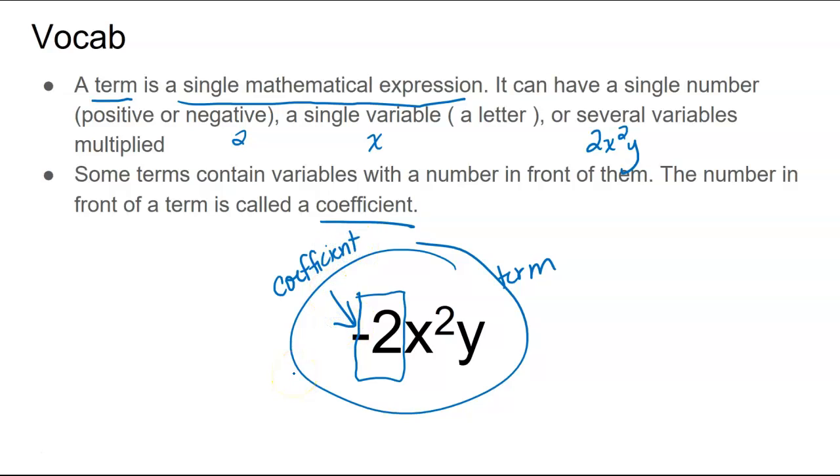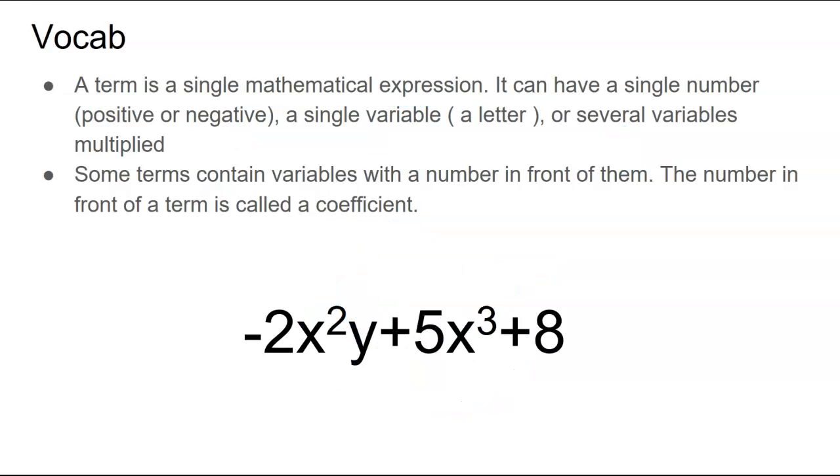You will never see addition and subtraction inside of a term. Addition and subtraction indicates that you have two terms. So for example, in this one we have three terms. We have -2x squared y plus 5x cubed plus 8. Three terms, 1, 2, 3. There are two coefficients, -2 and 5, and one constant, which is 8.